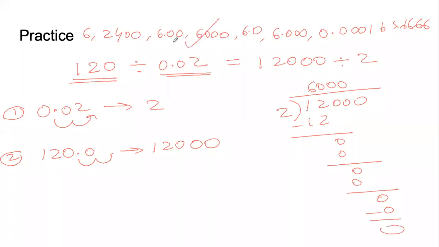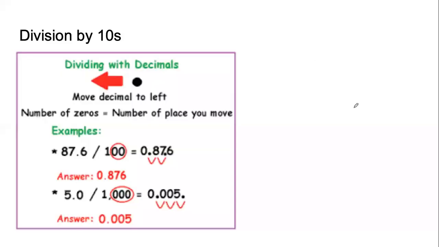Only one of the answers is correct. Everything else is wrong. In multiplication by tens, we move the decimal place to the right. In division by tens, we move the decimal place to the left. And nothing else is different. So we will do one practice question with this and we will finish the class.